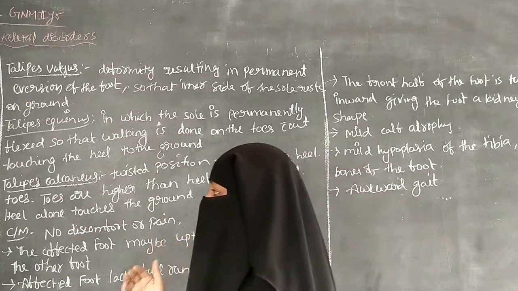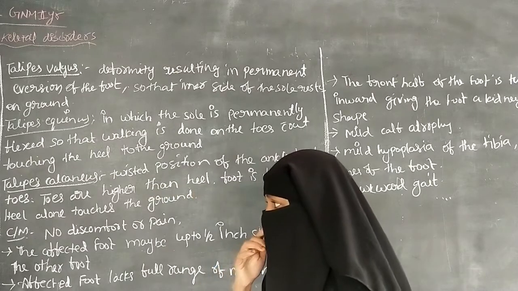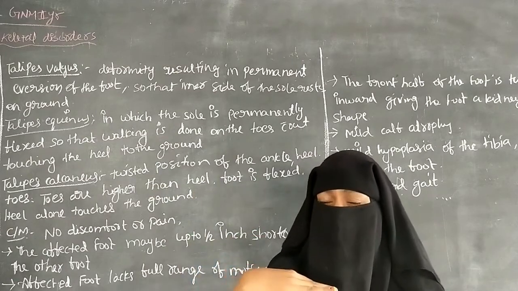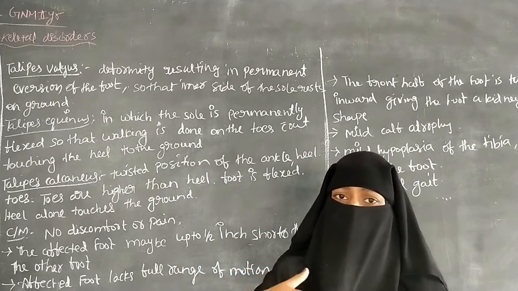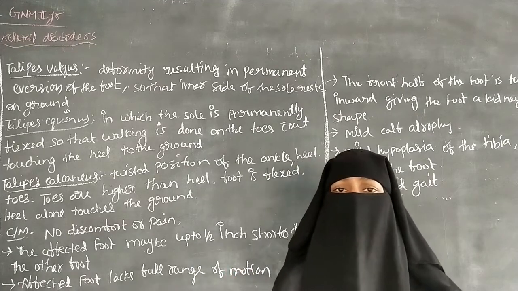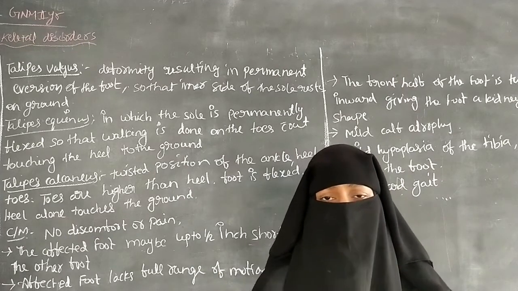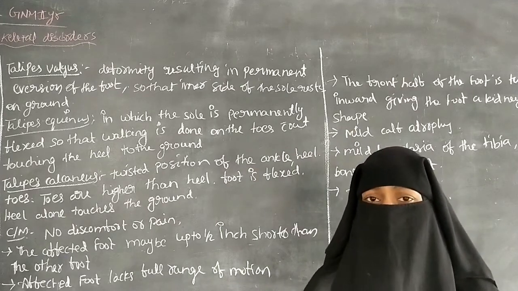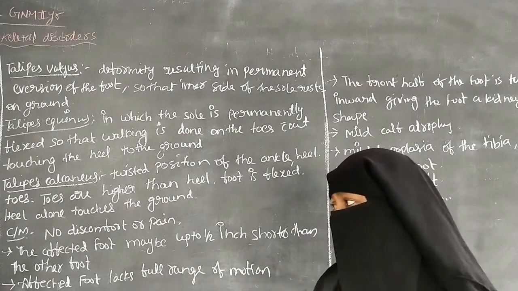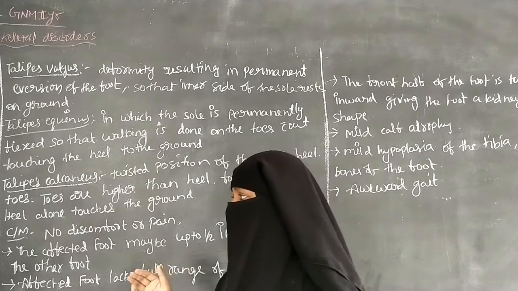So in talipes varus, there is an inward flexion, an inward twisting of the foot. So the patient is more able to keep pressure or balance over the ankles. So the patient is able to walk on the ankles. It is called talipes varus.